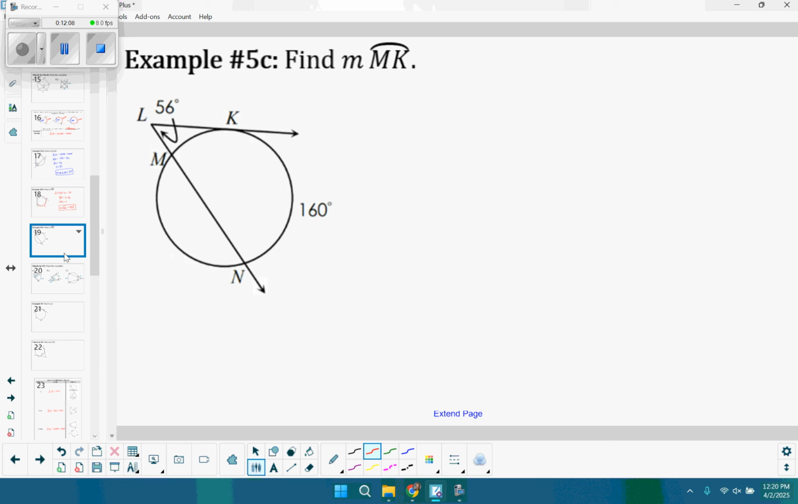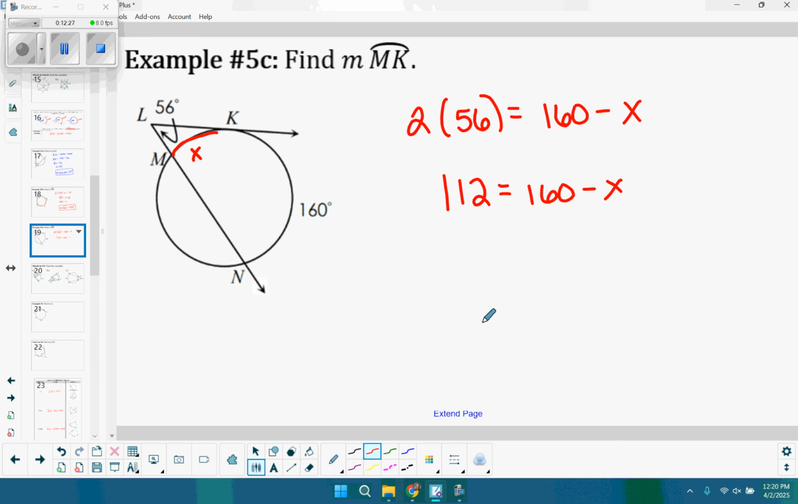Example 5c, we're looking for the measure of arc MK, which this time is the inner arc. 2 times the angle is equal to the outer minus the inner. So 2 times 56 is going to give me 112 equals 160 minus x. If I take away the 160, we get negative 48 is equal to negative x. The negatives will cancel. So the measure of arc MK is 48 degrees.